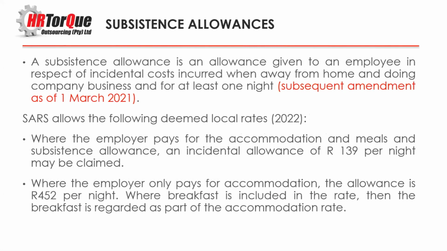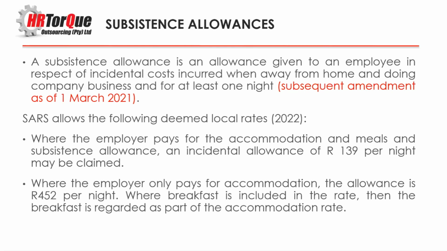Then finally, we're going to just talk about subsistence allowances, another very abused process. Subsistence allowances are used to help finance an employee when they're on a business trip. And the legislation specifically mentions they must be required to be away for at least one night. So it talks about away overnight. But there's been a subsequent amendment as of 1 March 21 for incidental costs, and we'll go through that now.